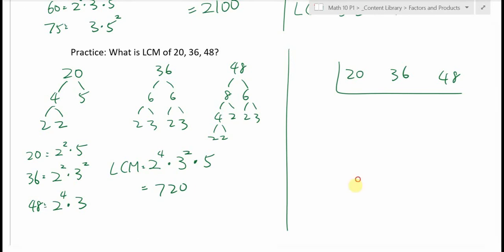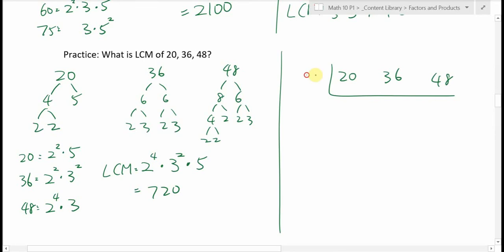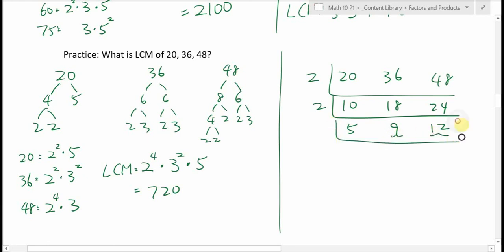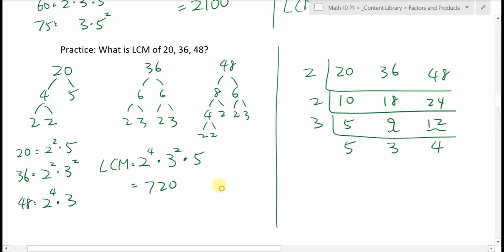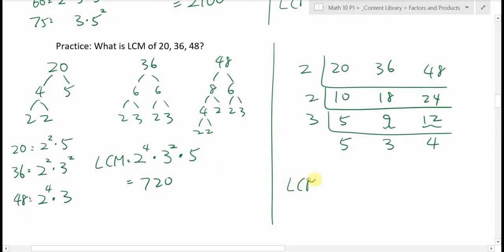Okay, now if you do it by continuous division, again, all 3 numbers are even numbers, so I can divide by 2. And still even, I can continue to divide by 2. Now there's no more factor for all 3, but there is a factor for both 9 and 12, which is 3, so I'm going to do that, but you keep the 5 there. 3 times 3 is 9, 3 times 4 is 12, and that's 3, 4, 5. There's no more factor among those 3 numbers, and therefore you can find the LCM by multiplying all these numbers together.